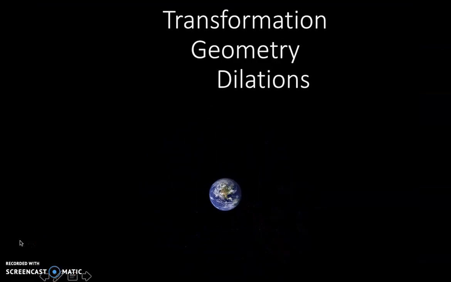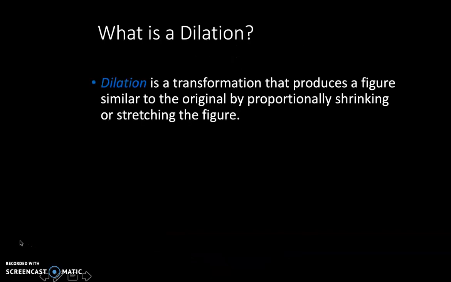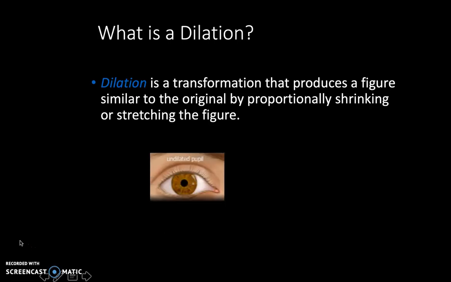So in class, we talked about dilation, and dilation in geometry is the transformation that produces a figure the same shape as the original by either shrinking or stretching. So it's either going to get bigger or it's going to get smaller.